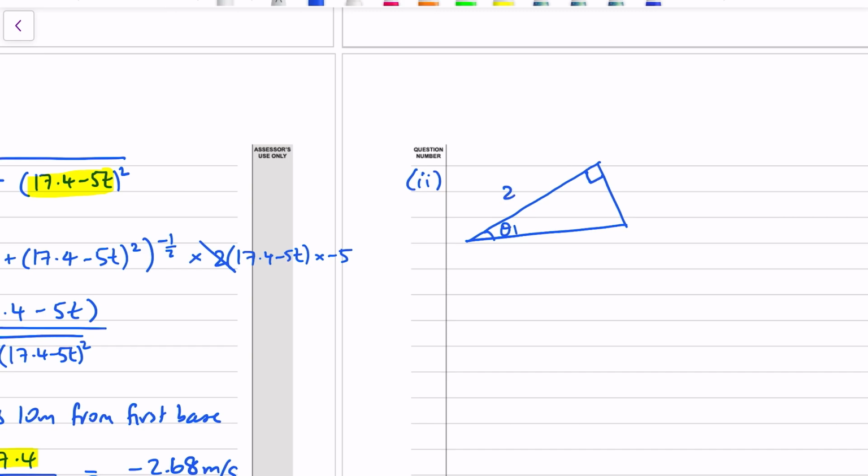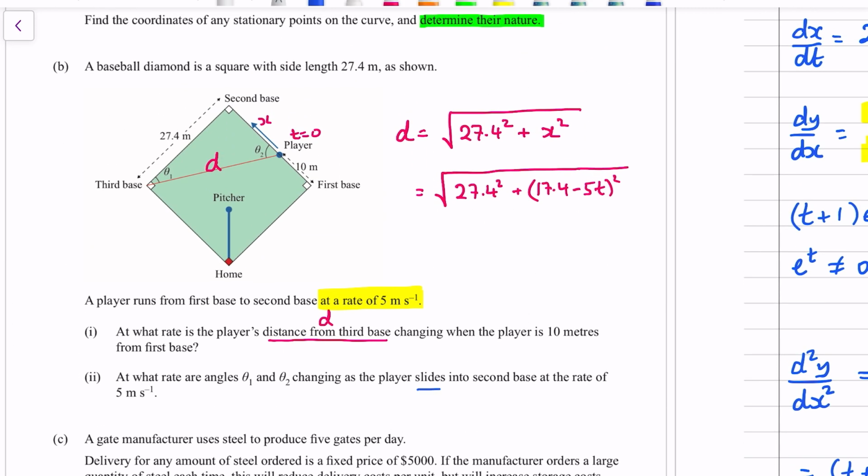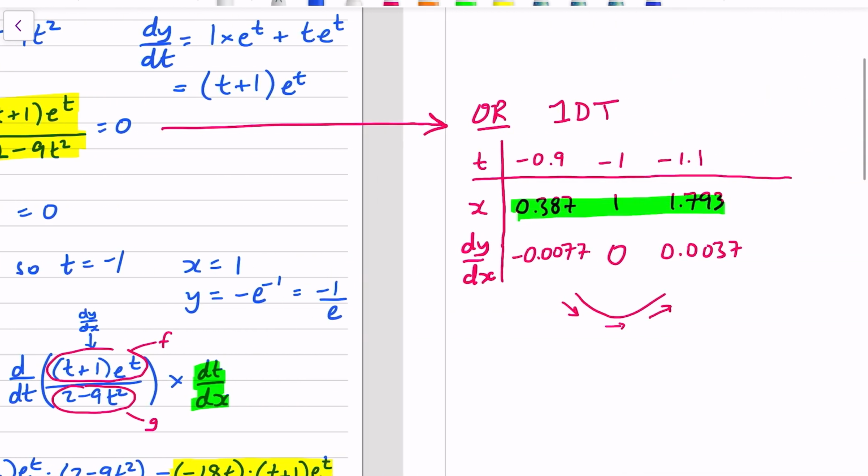This is 27.4, a constant. This is x again, it's moving. And this time we're talking about when this person slides into the base. Okay, it says slides into second base. So when x, that distance x in my diagram, approaches 0. It's a limiting kind of question.